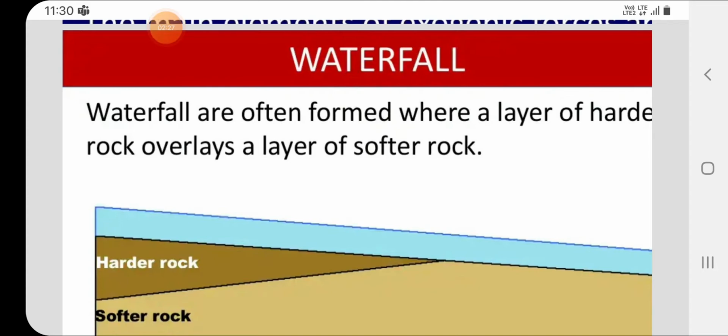Work of a river. The running water in the river erodes the landscape. When the river tumbles at a steep angle over very hard rocks or down a steep valley side, it forms a waterfall. Waterfalls are often formed where a layer of harder rock overlays a layer of softer rock.